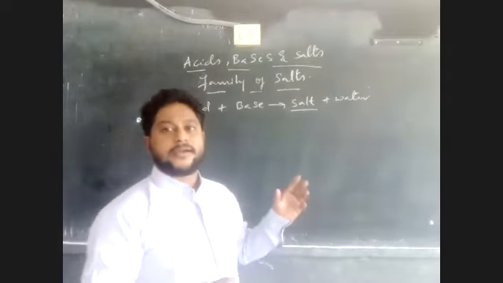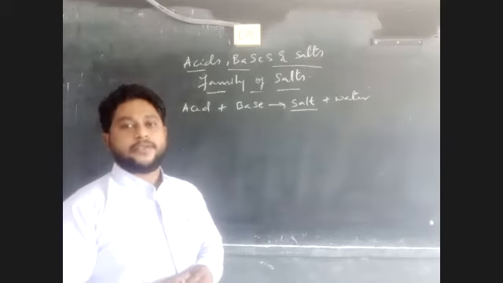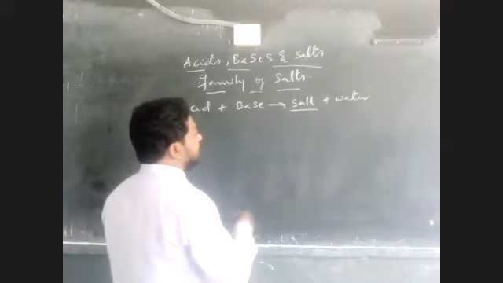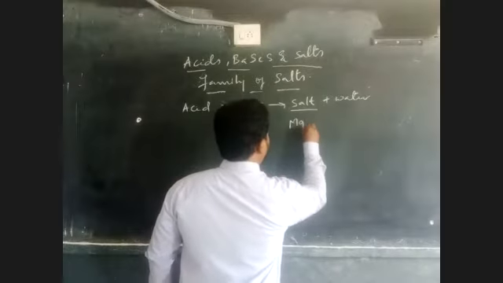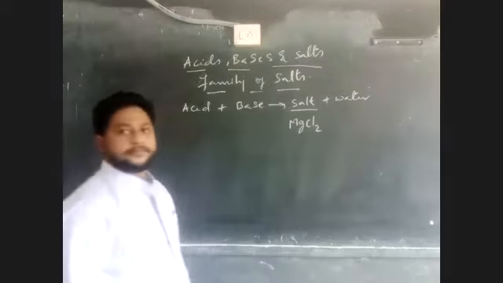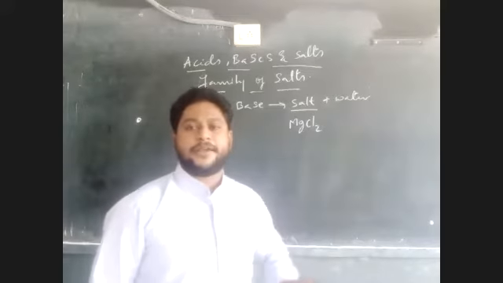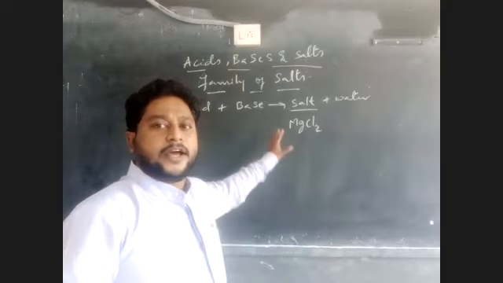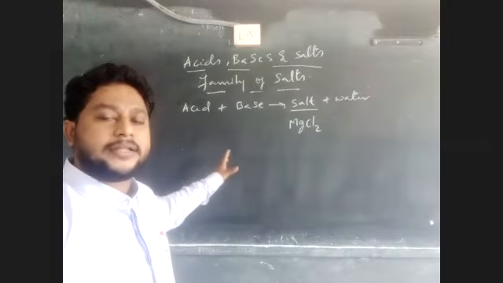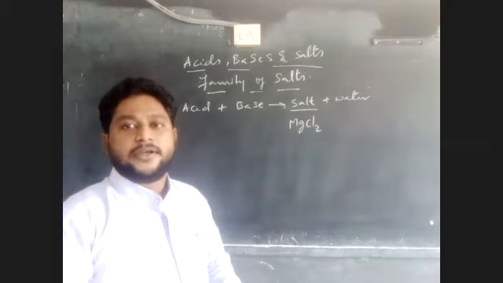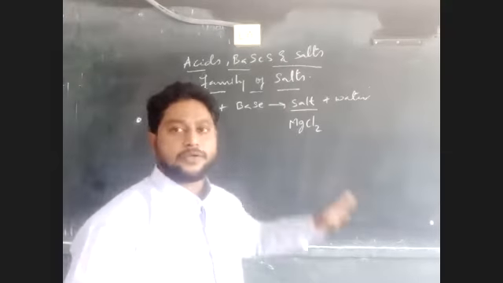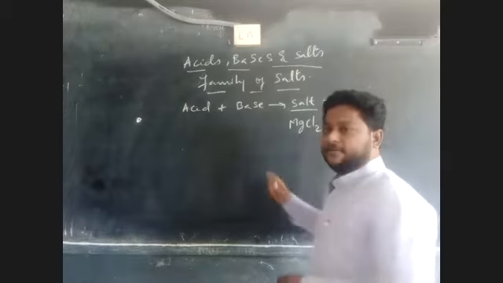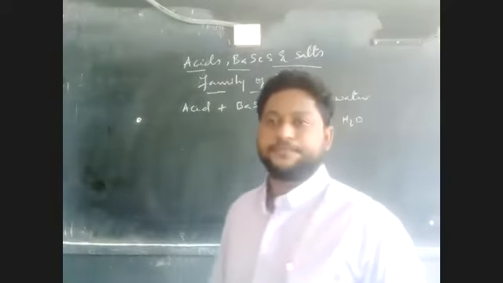Now, first let us look at the family of salts. What is the family of salts? Say for example, I write MgCl2 salt. The salt obtained here is MgCl2. Now, how is this salt obtained? What are the acids and bases present here to give this salt and water?